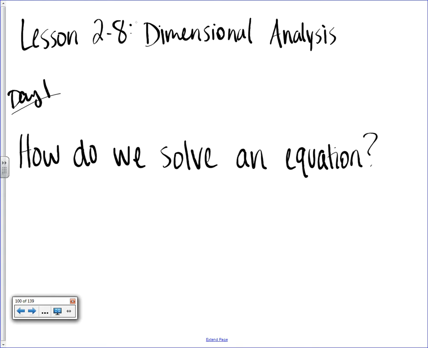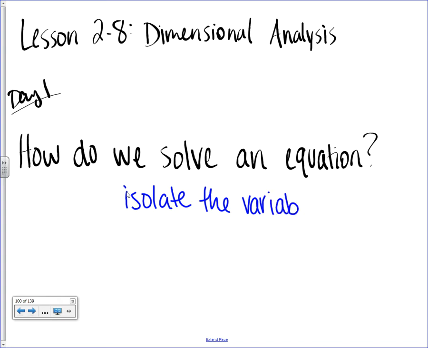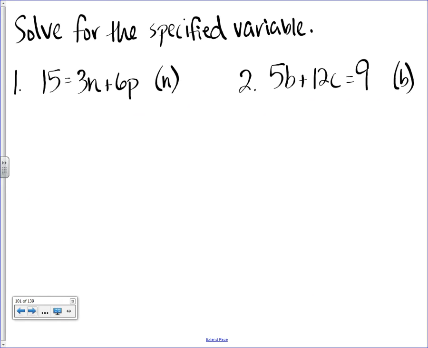So I want you to remember that if we are going to solve an equation, we are trying to isolate the variable. Okay, that's the whole goal. We're trying to get that variable by itself. So if I put a whole bunch of variables in these equations, you are just going to try and isolate the one that I tell you to.